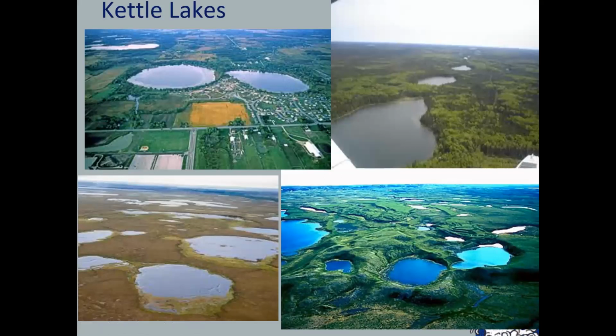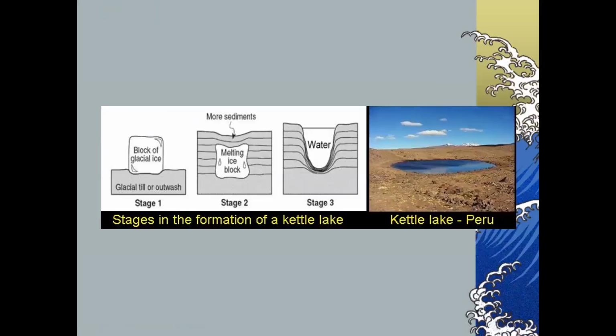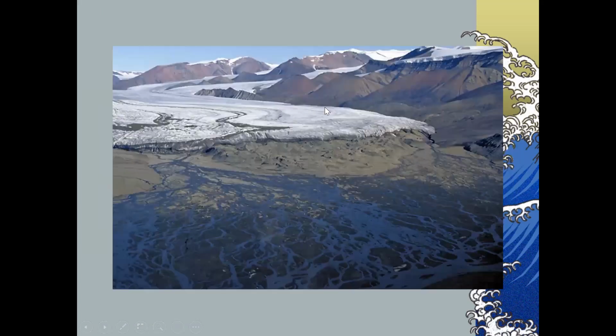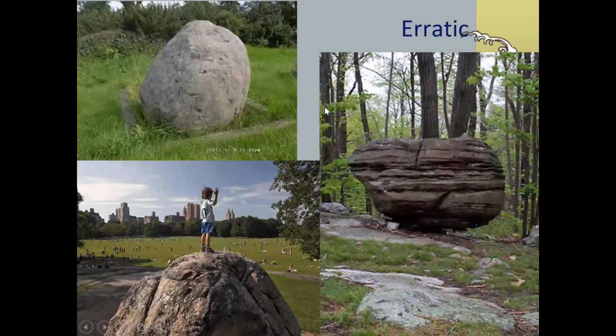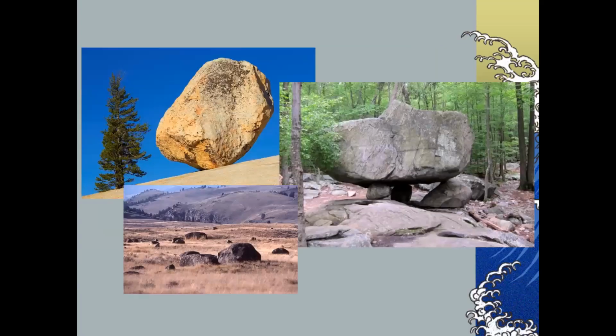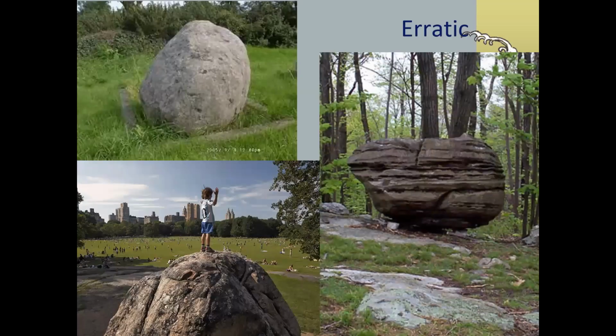They did mention a kettle lake. So basically a chunk of ice sat on the land and then melted into these little round lakes, just like we've got going on here. So we've got a block of a glacier sitting on some sediments and it will slowly melt into this shape lake. And then the very last one, I think it's the last one, a couple more.